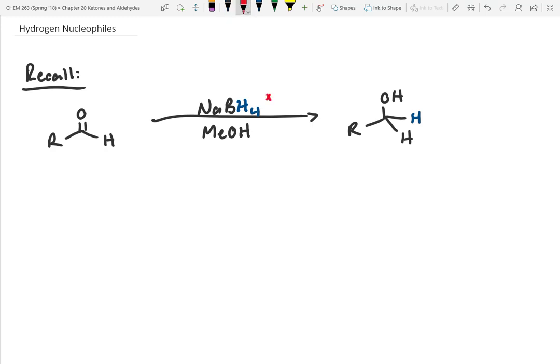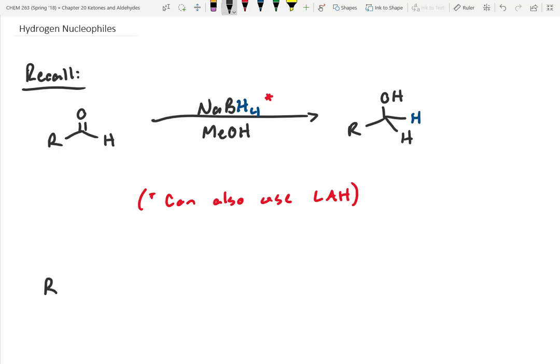What's another reagent that could be used that's a little bit more aggressive? LAH. So I'll just put a little note here. It can also use LAH. So that's a simple hydrogen nucleophile, just treated as H-. It's a pretty simple mechanism that we've already covered.